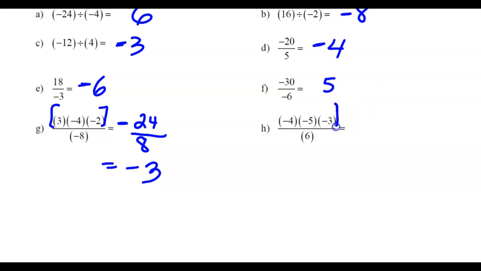Same with the last one. Maybe you want to do it in 2 steps. So 4 times 5 is 20, times 3 is 60 over 6. 1, 2, 3 negatives in total, so it's negative as well. And 6 does go into 60 10 times.